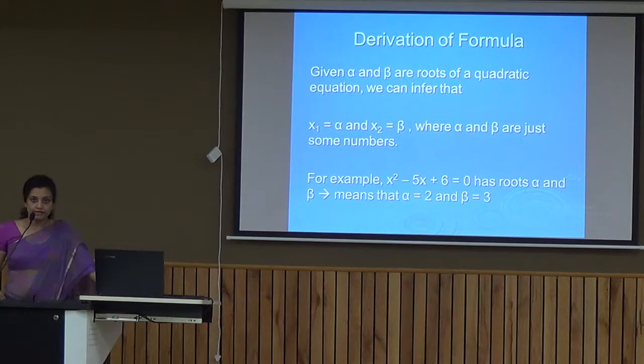For example, look at the last sentence. For example, x squared minus 5x plus 6 equal to 0. Now, if you look at this polynomial, we can very well find the zeros by splitting the middle term. If we split the middle term, that is 5x, we're going to get 2 factors, minus 2x and minus 3x. On solving, it gives us the zeros 2 and 3.